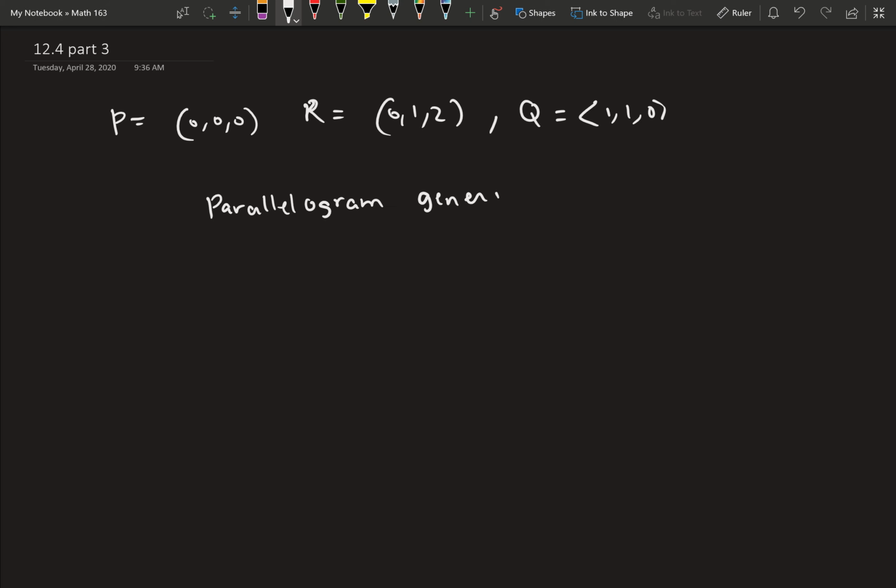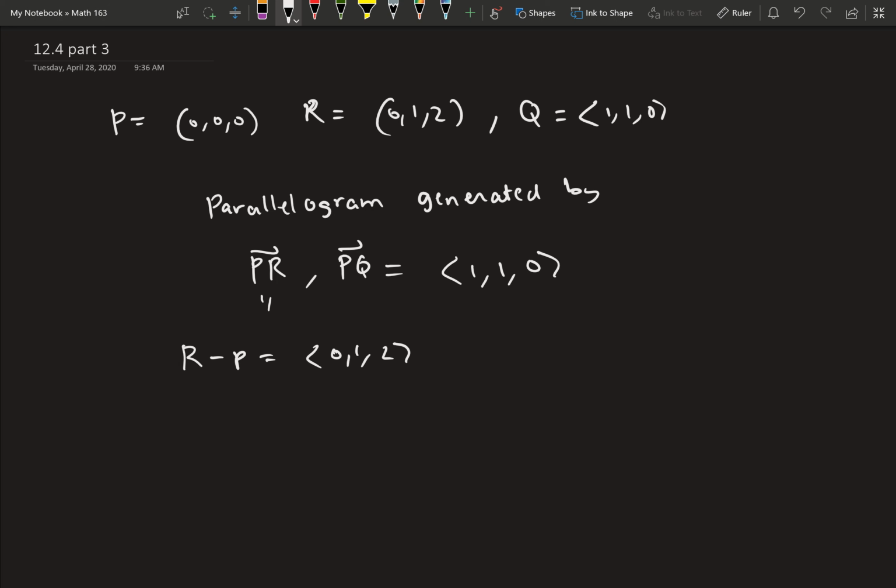that is generated by PR as well as PQ. Well, what are these? This is R minus P, which is essentially the vector R itself. And similarly, PQ is just a vector Q itself. And again, here I intended this to be originally just a point, but now it's a vector. Well, let's just write V as 1, 1, 0 and W as 0, 1, 2.